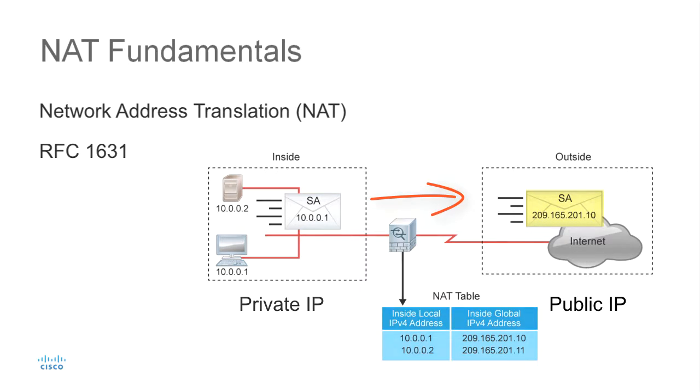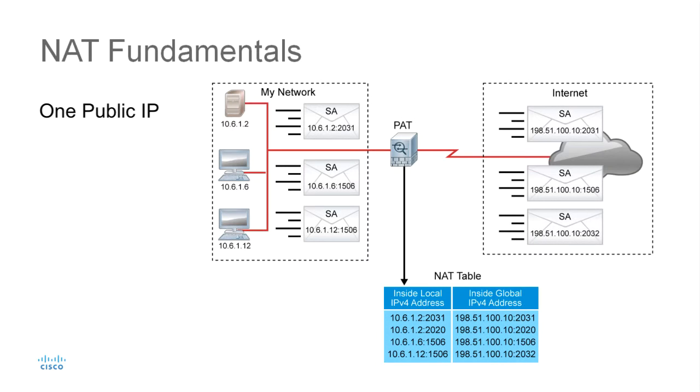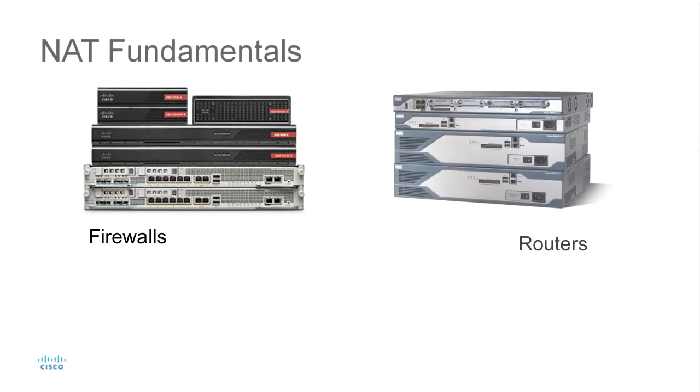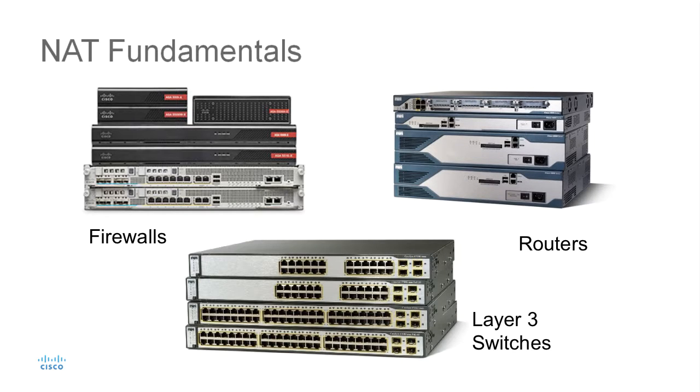the internet. As part of this functionality, you can configure NAT to use only one address for the entire network to the outside world. Using only one address effectively hides the internal network, thus providing additional security. Multiple devices can be configured to perform NAT services. Although firewalls are the most common, routers and Layer 3 switches are also capable of deploying this service.